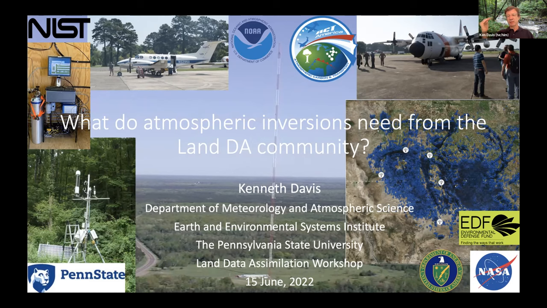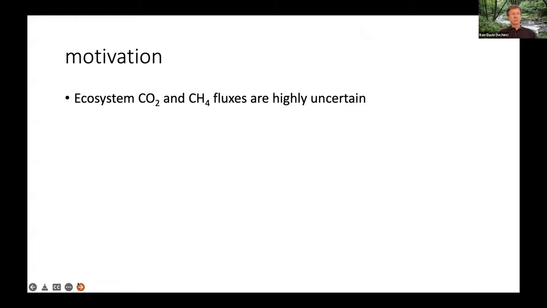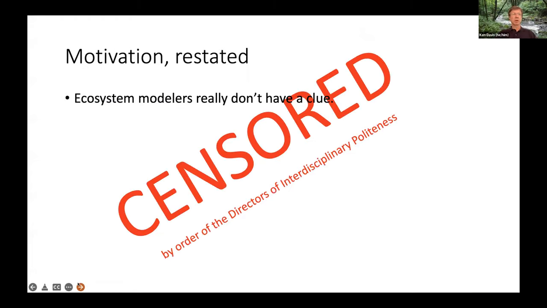a broad audience. So I'm going to make some simple points, show you a little bit of my group's work on these problems, and see if we can work to connect what maybe are different communities in atmospheric and land data assimilation. So motivation. Ecosystem CO2 and methane fluxes are highly uncertain. Or another way to put it, well, yeah, some of these models just don't make sense.